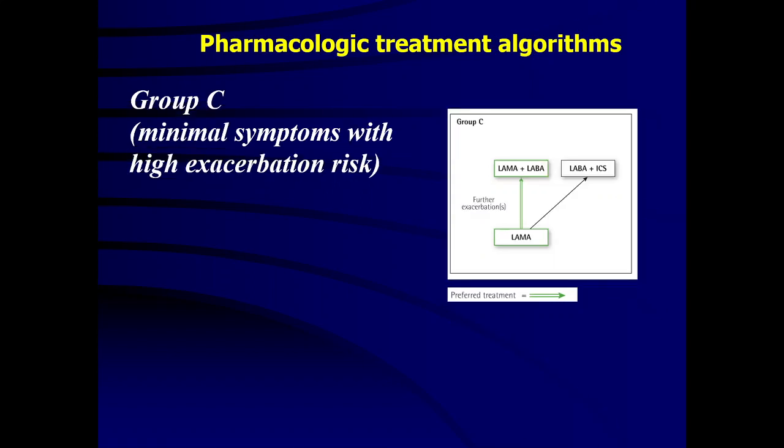Group C, they have COPD, whatever the severity is, but they have minimal symptoms, but they are exacerbation prone. Usually, we start with long-acting antimuscarinics. If further exacerbations happen, we add long-acting beta-2 agonists. If still there are exacerbations, we add inhaled corticosteroids.